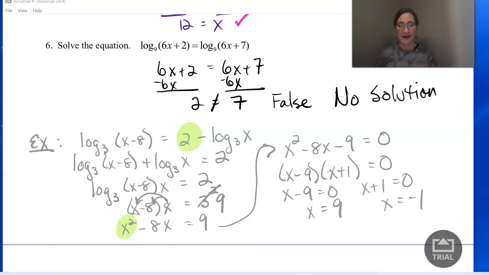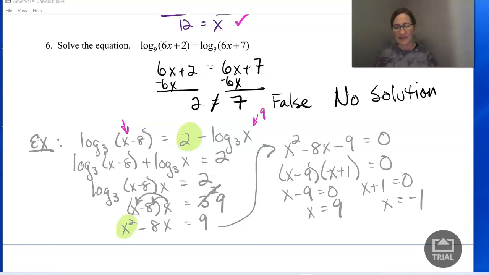Now I want to go back and check each of those solutions. If I put a 9 into that first argument, I get 9 minus 8. That works. That gives me a 1. If I put a 9 right there into that x, that works.